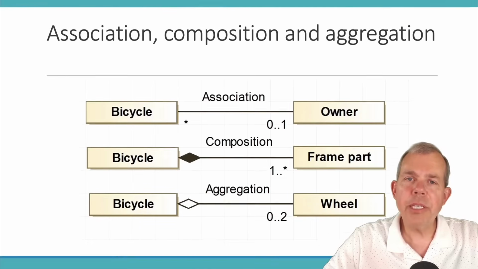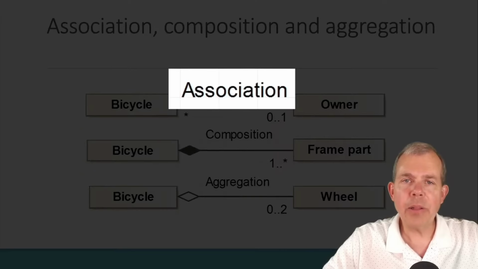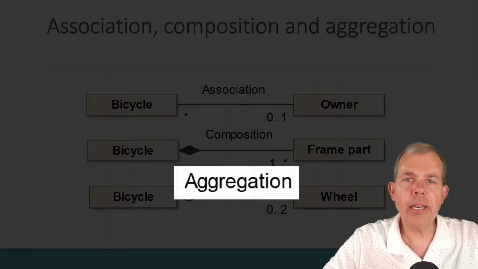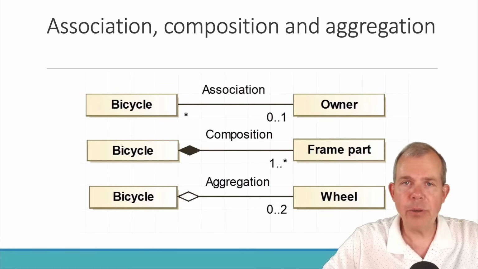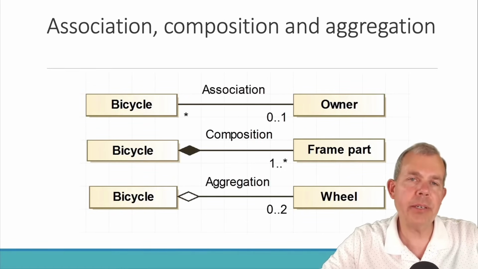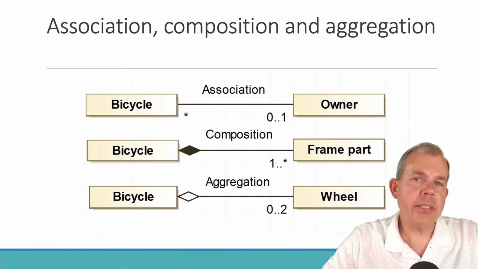Now you'll also see that there are some different connectors between the classes. Classes can be associated, they can have aggregation, and they can have composition. In the first case, if we say a bicycle is a class, it could be associated to an owner. It doesn't necessarily have to have an owner, but it could. However, in the second part, we can see that there is an essential piece.